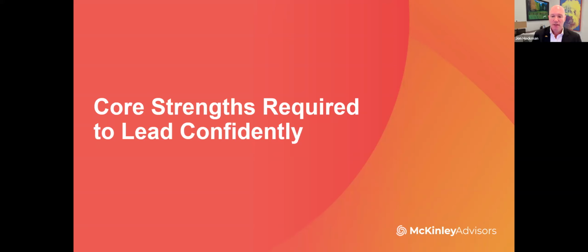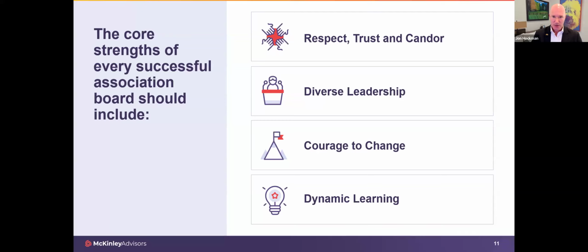Core strengths required to lead confidently, and again, we want to go to the research here. And in our work, primarily with CEOs on this question, there are four key things that come up. The presence of respect, candor, and trust, a diversity of leadership, the courage to change, and embracing a dynamic learning environment. And we're going to unpack each of these in more detail in a moment, but those are the headlines there.